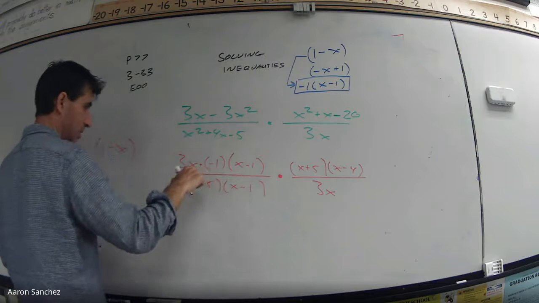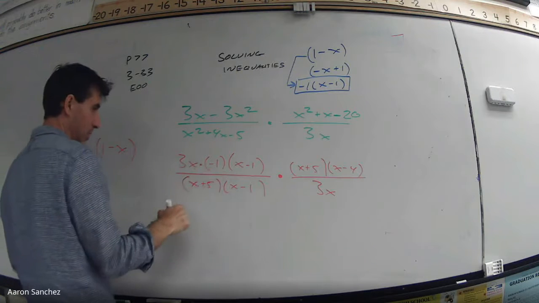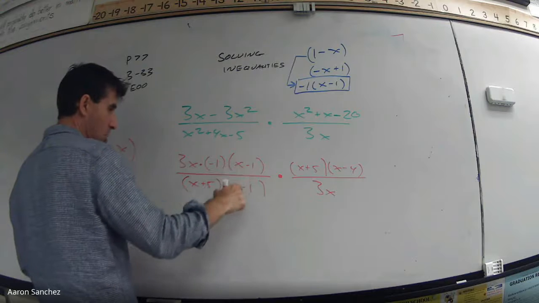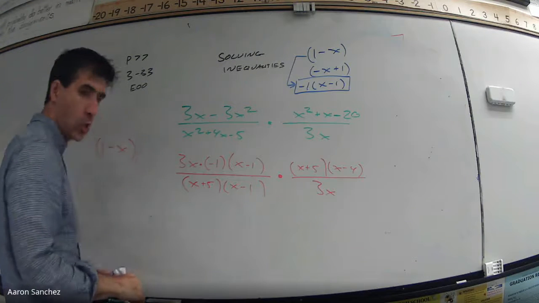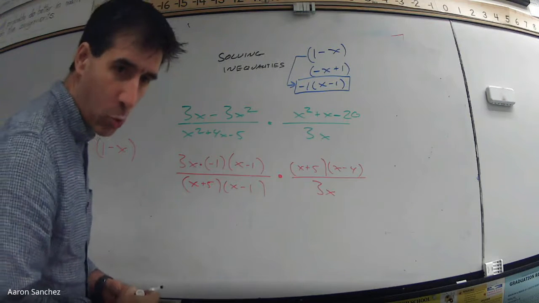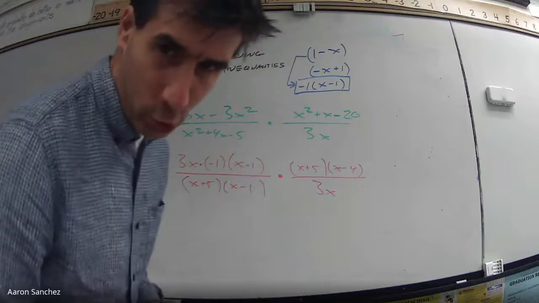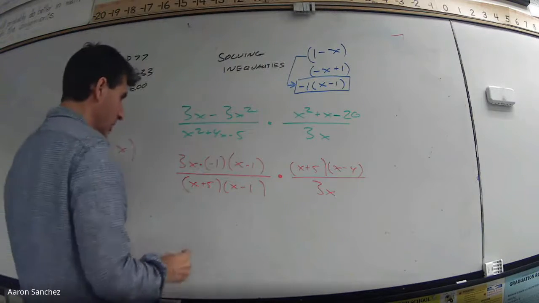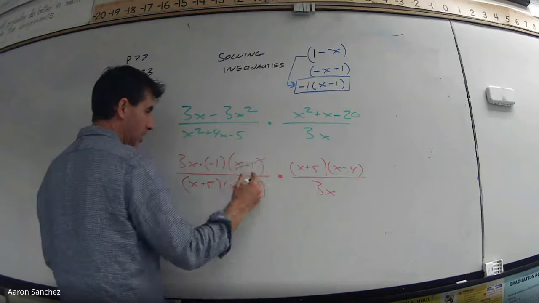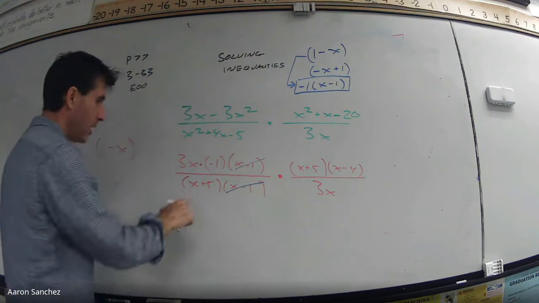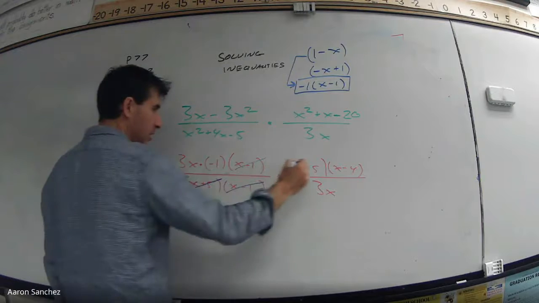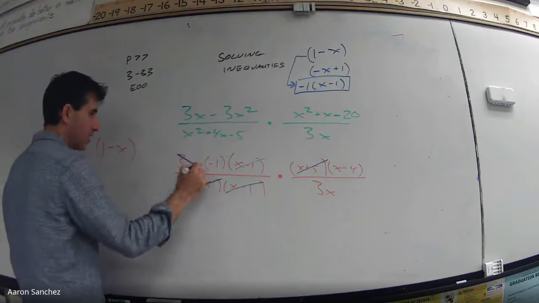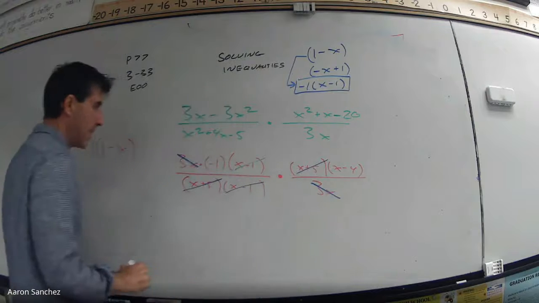Notice this is still multiplied by this, so I had to put it in parentheses. Why did I do that? Because look at that. The x minus 1 cancels out real good there. So let's cancel it out. Hasta la vista, baby. x plus 5. Hasta la vista, baby. 3x. Hasta la vista, baby.